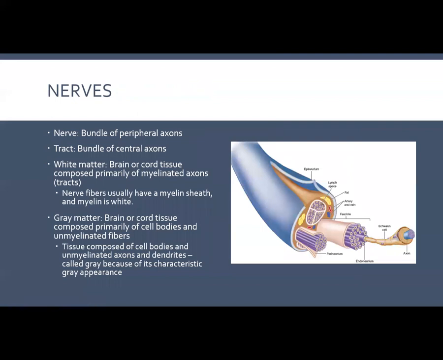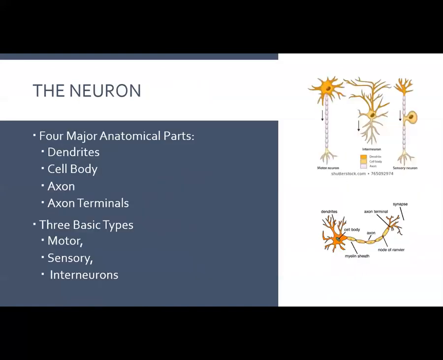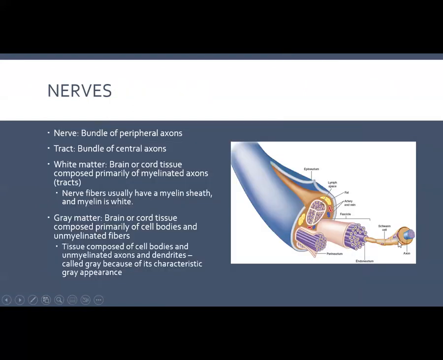So we've got nerves, which are bundles of peripheral axons, or a tract, which is a bundle of central axons. So on here, you've got your axon, and then a nerve would be that bundle of those peripheral axons. White matter is brain or spinal cord tissue composed primarily of myelinated axon tracts. So if you think about that myelin that we showed, let me pull it back here. So this right here, that's that myelin sheath. So that's what your white matter is composed of. Nerve fibers usually have a myelin sheath, and myelin is white.